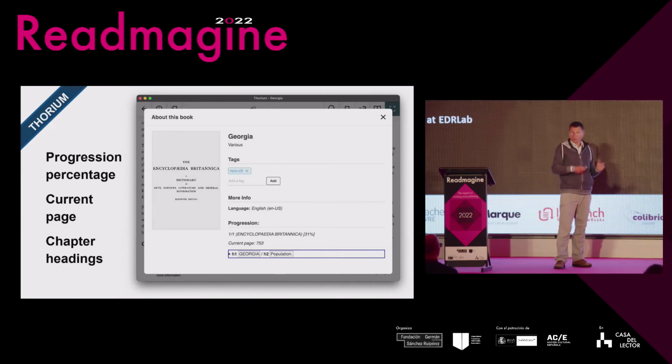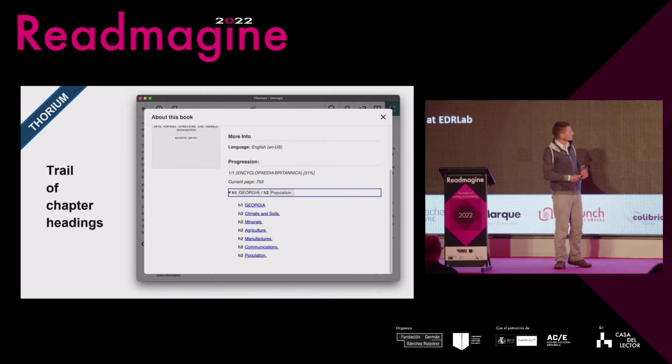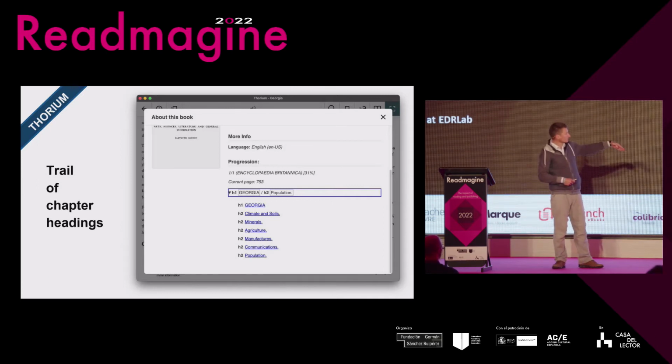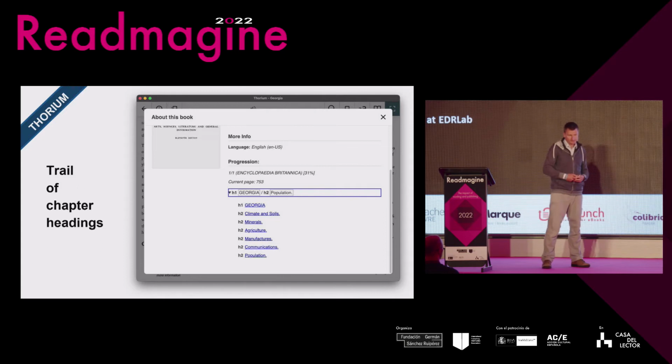Advanced users might want to know more about this trail of headings, so I can click on that, and it unfolds into the full path that leads to my current location. As you can see, there are several level 2 headings, H2s, at my current reading location.